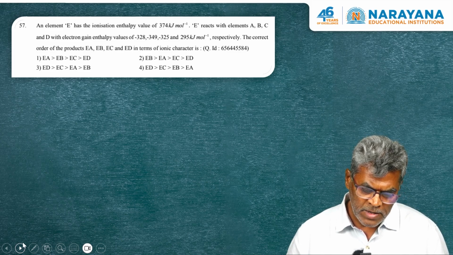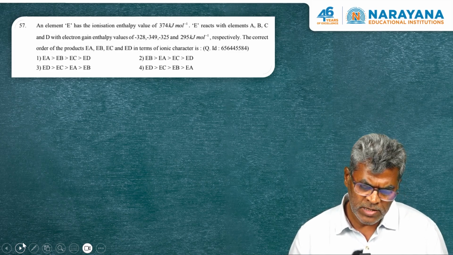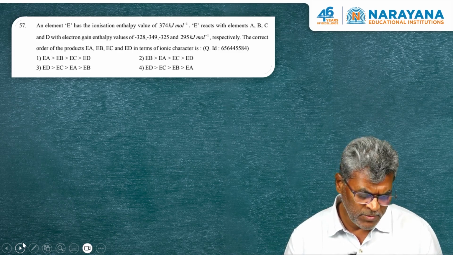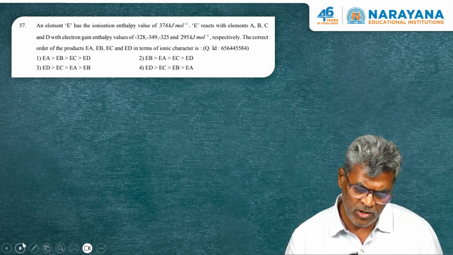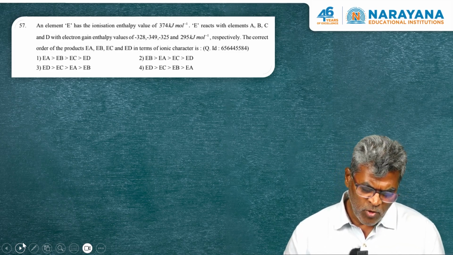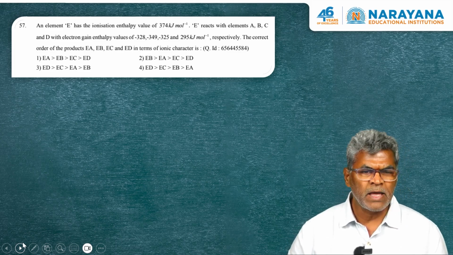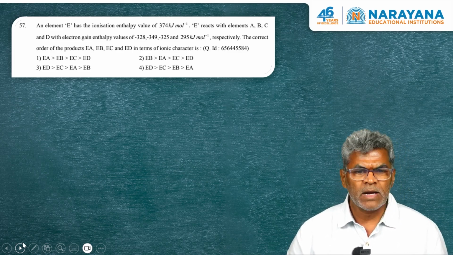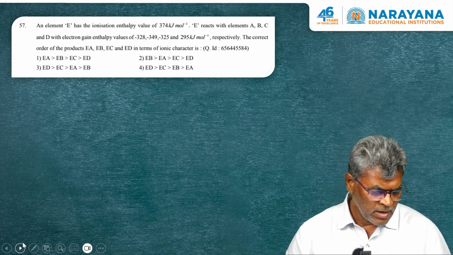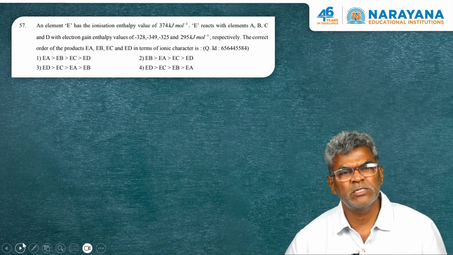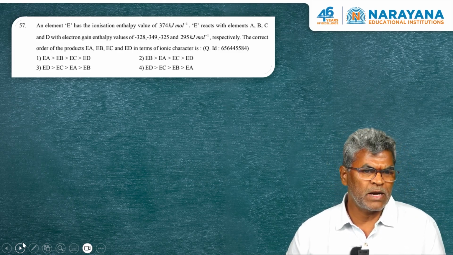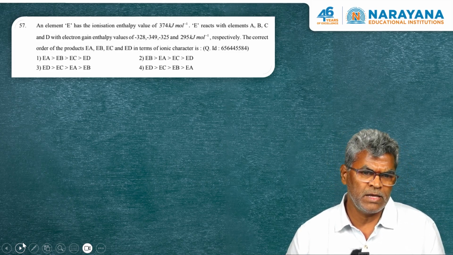Next, element E has the ionization enthalpy 374 kilojoules per mole. E reacts with elements A, B, C and D with given electron gain enthalpy values. In this theoretical concept, what you need to understand is that as the difference between the ionization enthalpy and electron gain enthalpy increases, automatically the ionic character increases. Therefore, the option will be EB greater than EA greater than EC greater than ED.